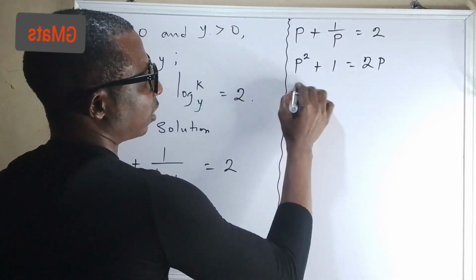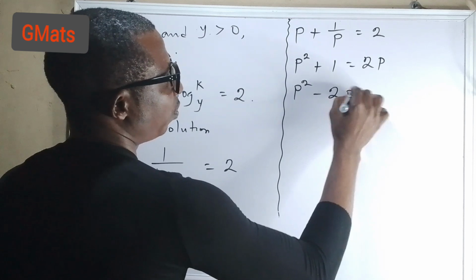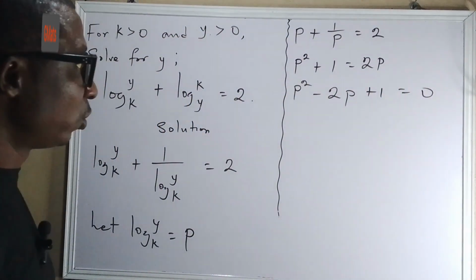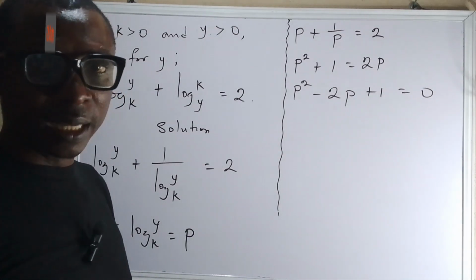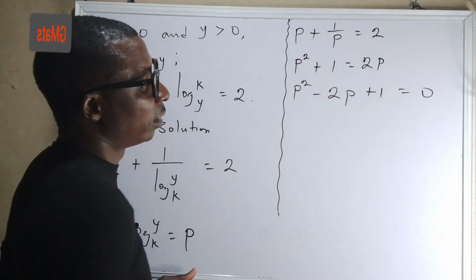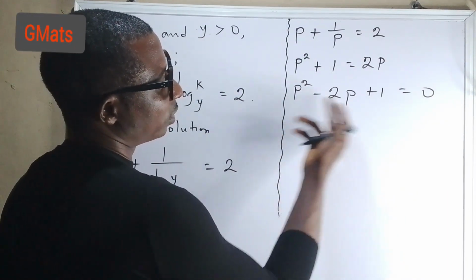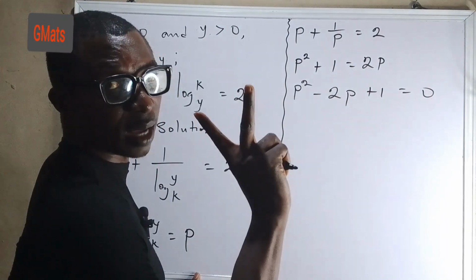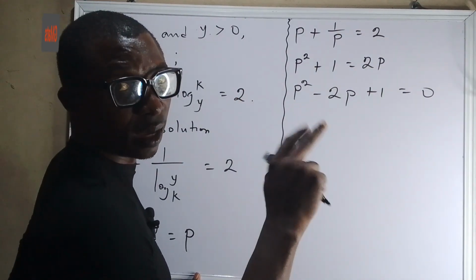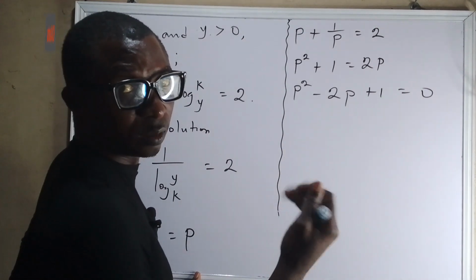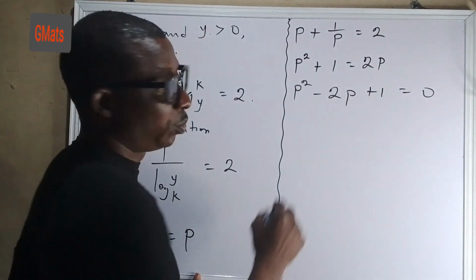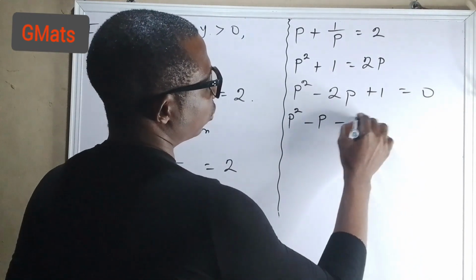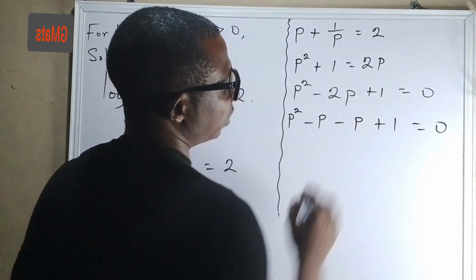Which is the same thing as p squared minus 2p plus 1 equals 0. So this is a quadratic equation which we need to solve. You use your method of finding sum and product. Now the sum is minus 2 while the product is 1. So we divide this minus 2p into two parts, that is minus p minus p, which gives us minus 2p. So we have p squared minus p minus p plus 1 equals 0.